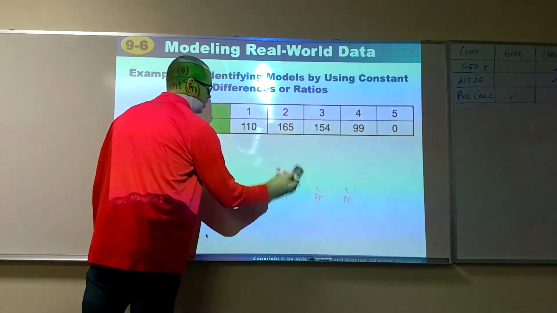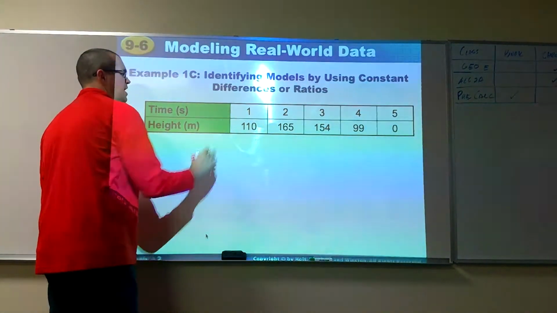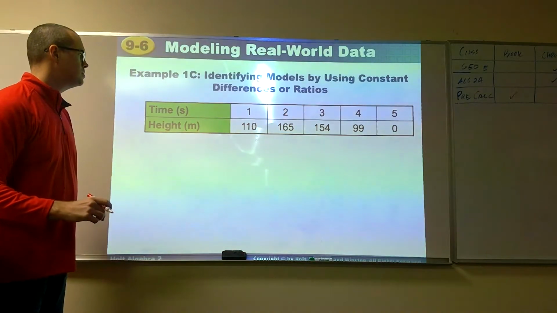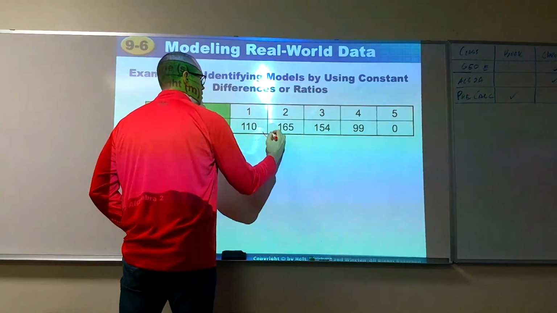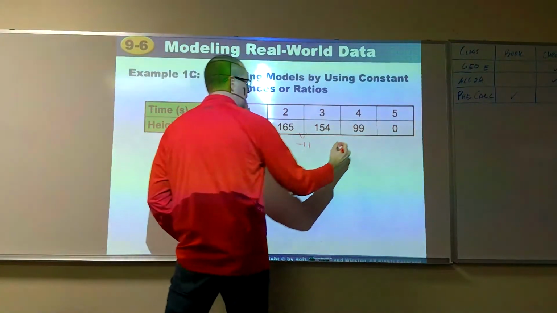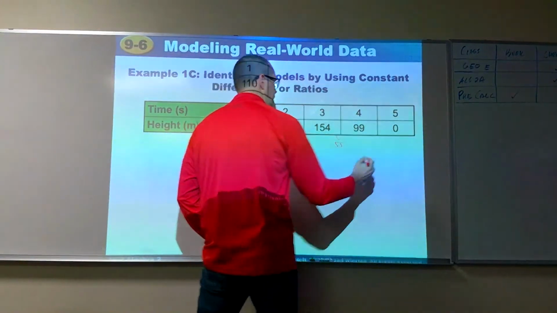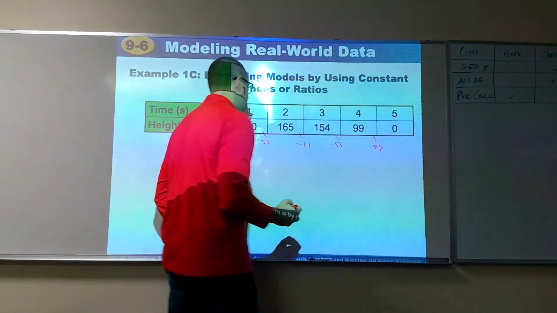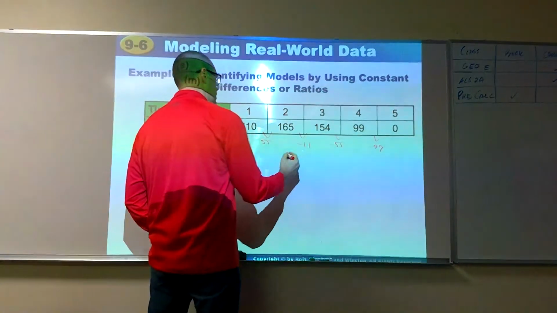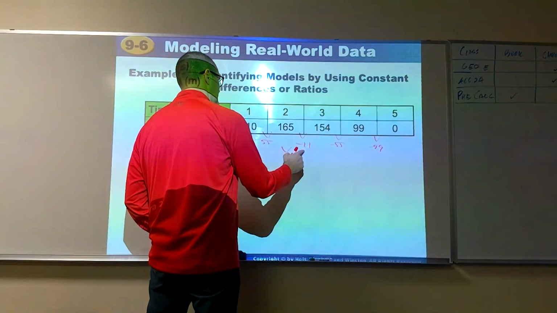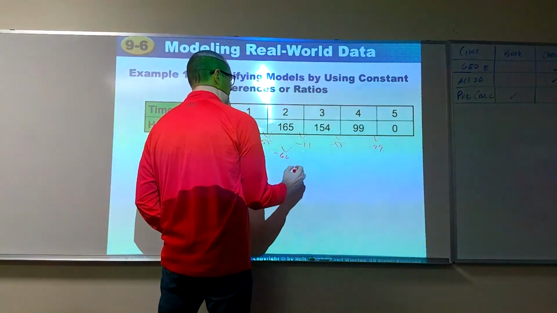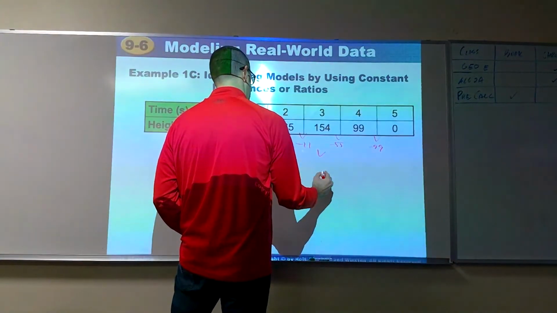What about this one? X values going up the same, so we know it's not square root. Y values. Well, let's do our differences table here. That's 55. That's negative 11. That is negative 55. And that is negative 99. So that's going to be what? 55 to negative 11 is 66. And negative 11 to negative 55 is negative 40.